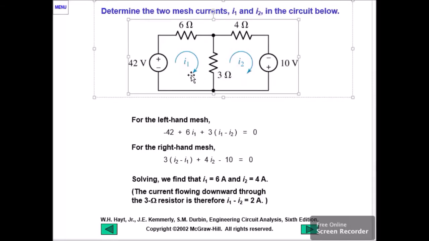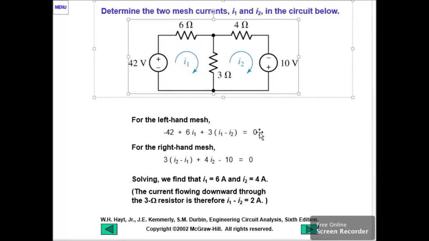Alright? So, let's start with mesh 1. Tawagin natin tong mesh 1 kasi meron tayong I1 dito, mesh current I1. Tawagin natin tong mesh 2 kasi meron tayong mesh current I2 dito. So, say for example, the left hand mesh or the mesh 1, maki-KVL po tayo. Okay? So, sa KVL, isa-sum up natin lahat ng voltage meron tayo.